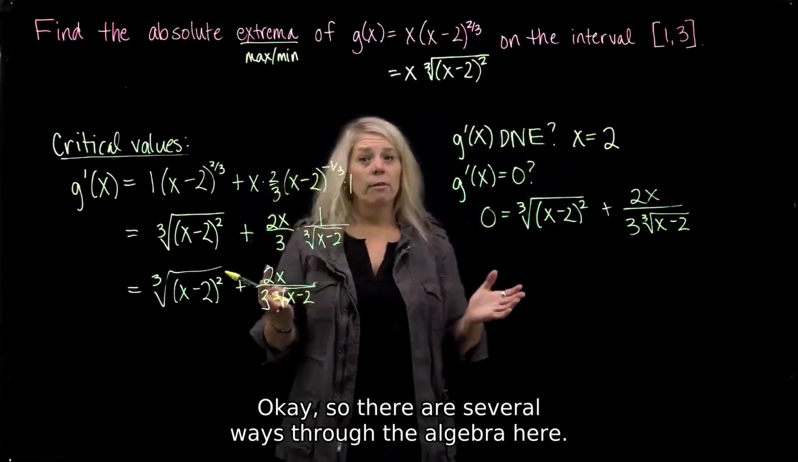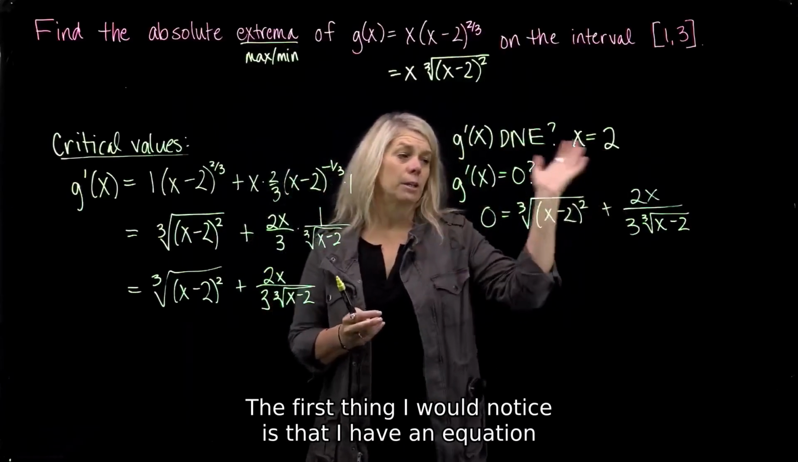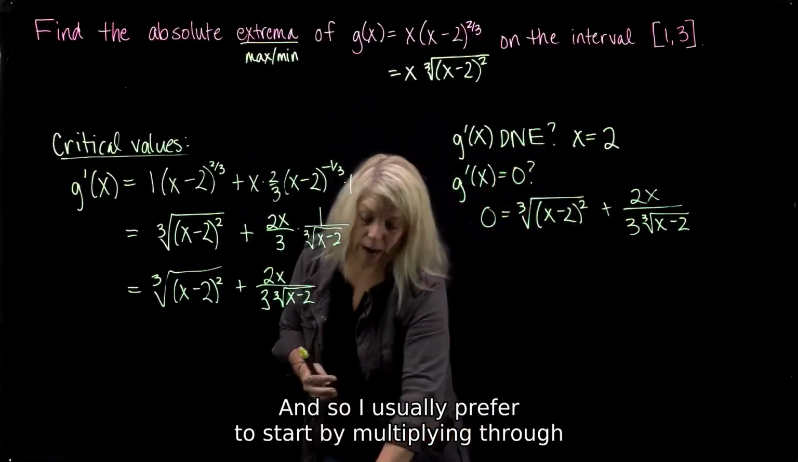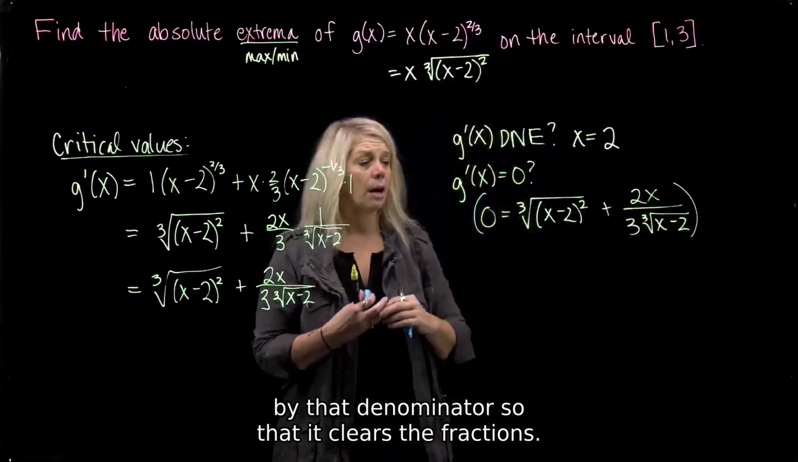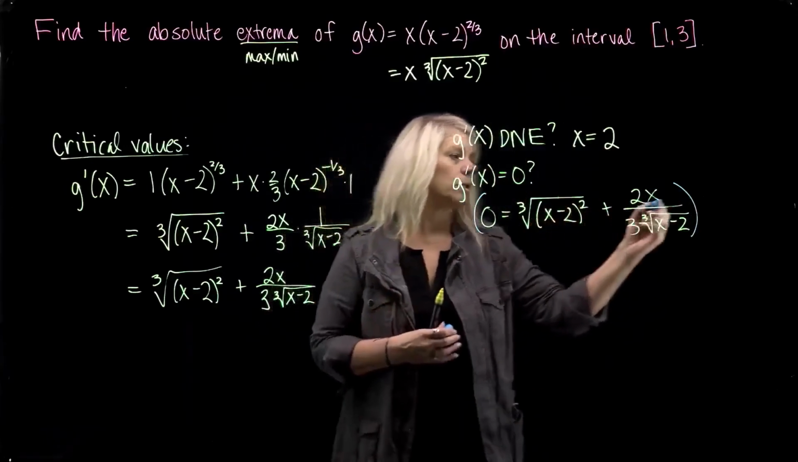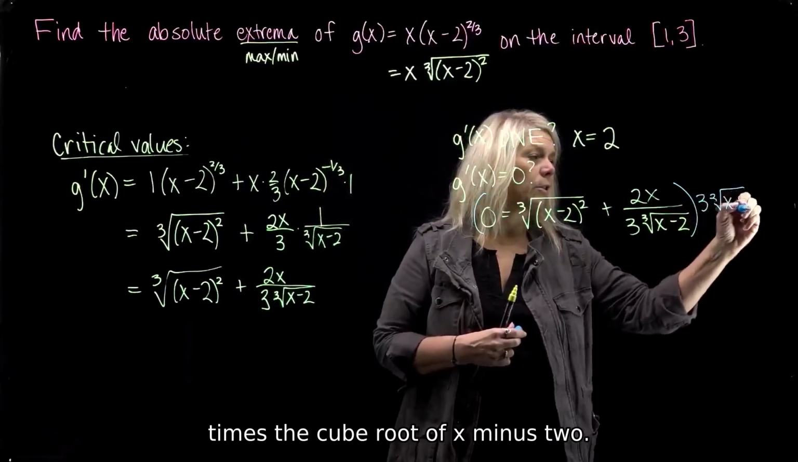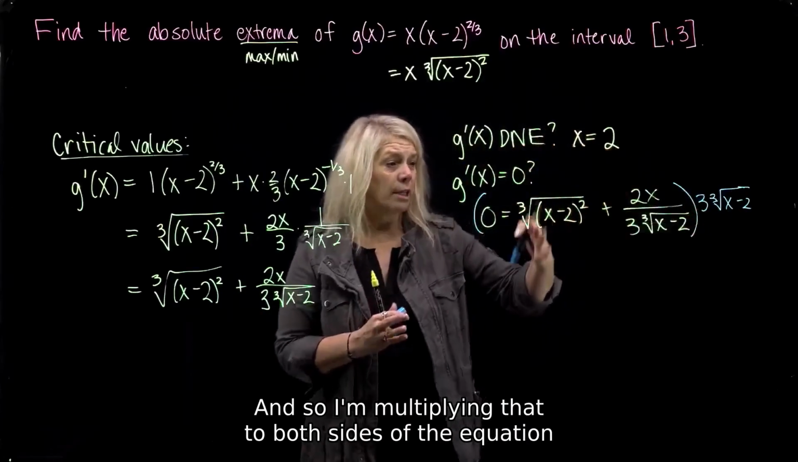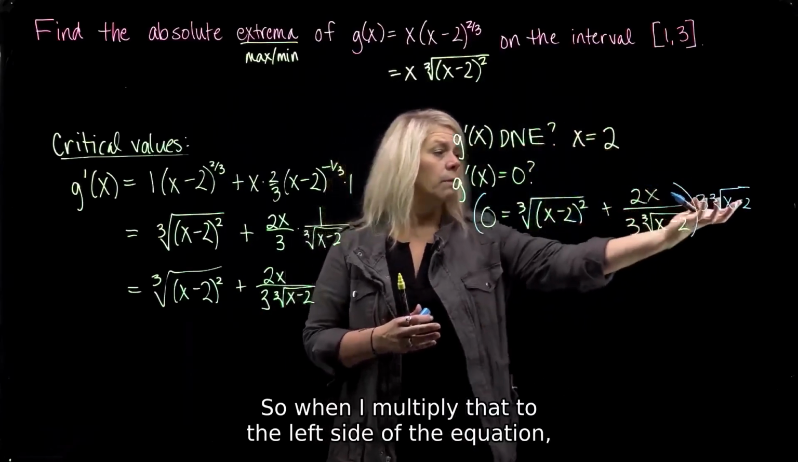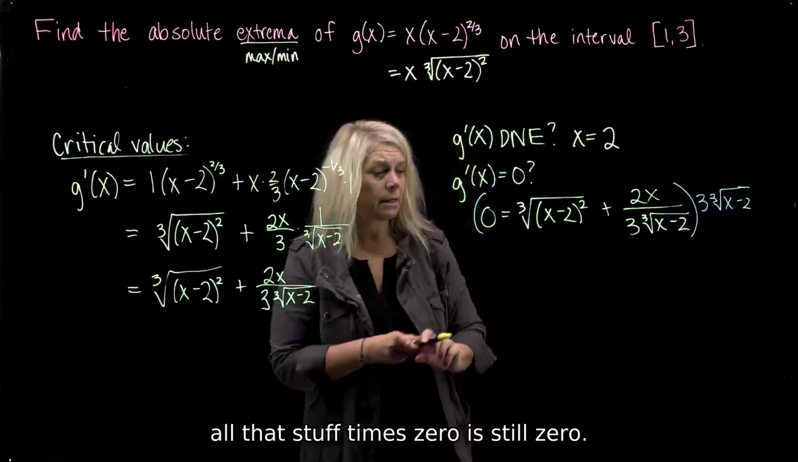Okay, so there are several ways through the algebra here. The first thing I would notice is that I have an equation with a denominator. And so I usually prefer to start by multiplying through by that denominator so that it clears the fractions. I'm going to multiply through by 3 times the cube root of x minus 2. And so I'm multiplying that to both sides of the equation and every term in the equation. So when I multiply that to the left side of the equation, all that stuff times 0 is still 0.